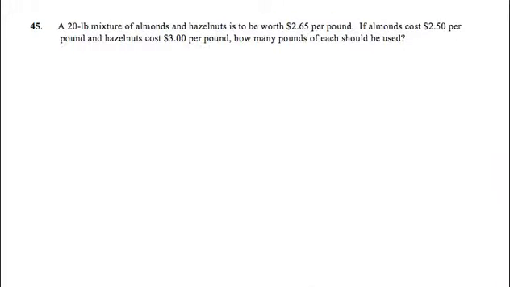All right, taking a look at our last and final problem, which is 45. A 20-pound mixture of almonds and hazelnuts is to be worth $2.65 per pound. If almonds cost $2.50 and hazelnuts cost $3 per pound, how many pounds of each should be used? Here, how many pounds of each means we're looking for two things. Let x equal the pounds of almonds, and then y will be the pounds of hazelnuts.